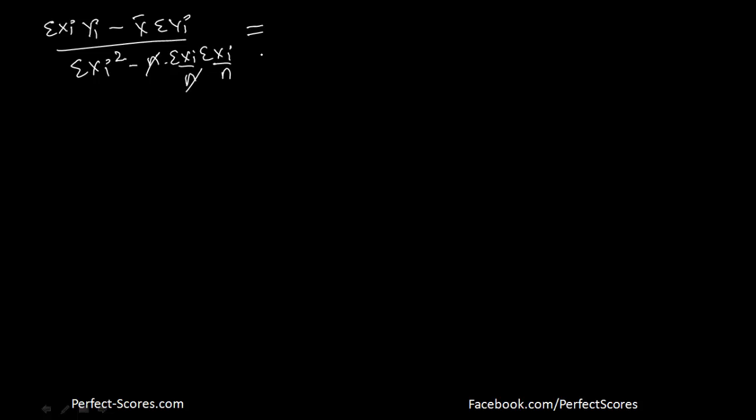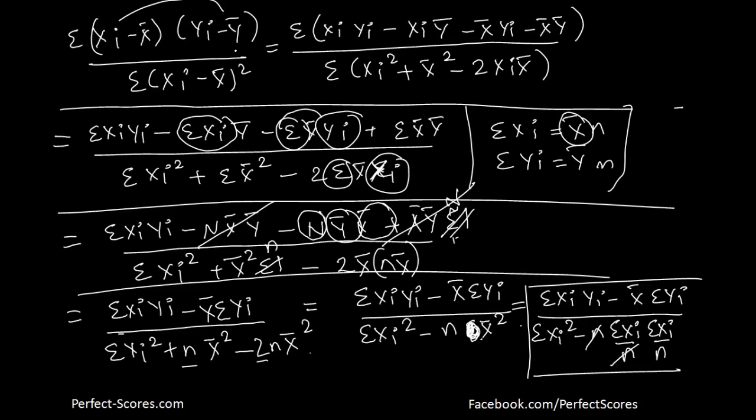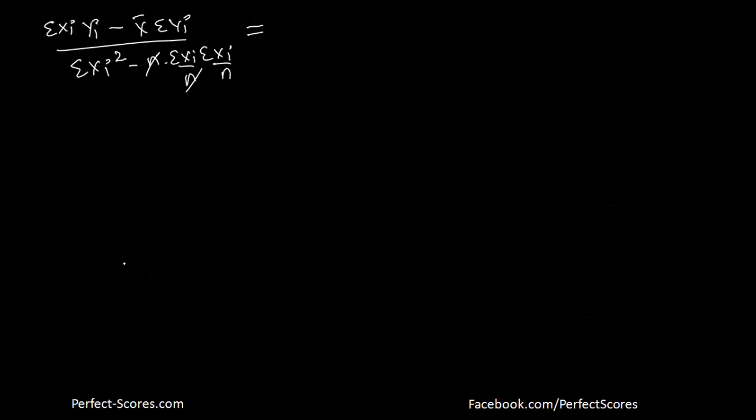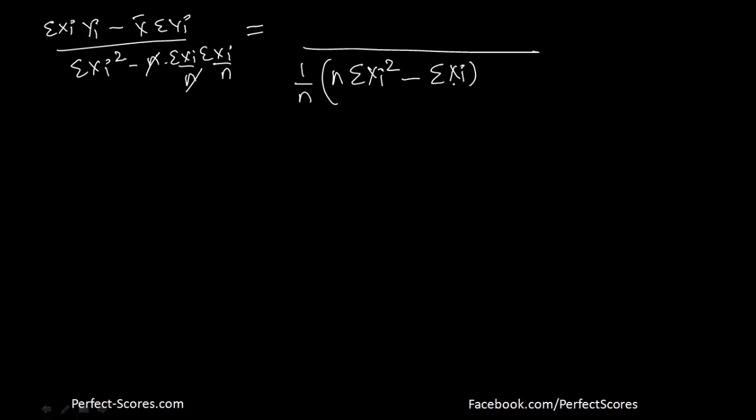Now, if you look at this beta hat equation here, I just need an n here. So I can take 1 by n to be common from both, to keep the top at the top. If I take 1 by n common here, this is going to be n into summation of xi square minus summation of xi whole square, and this is going to be summation of xi yi minus x bar into summation of yi.